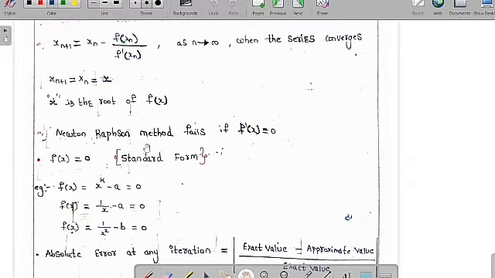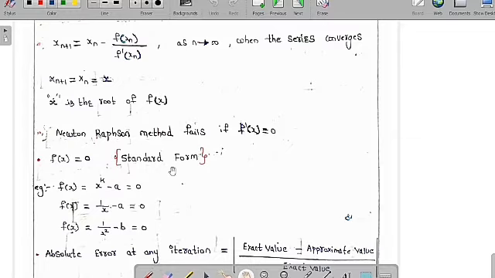So the Newton-Raphson method fails if f dash of x is equal to 0, because I have already told you x of n plus 1 is equal to xn minus f of xn by f dash of xn. As f dash of x is equal to 0, anything divided by 0 is infinity, so we can't get a value which is infinity. Therefore, whenever the derivative of the function is equal to 0, the Newton-Raphson method is going to fail.